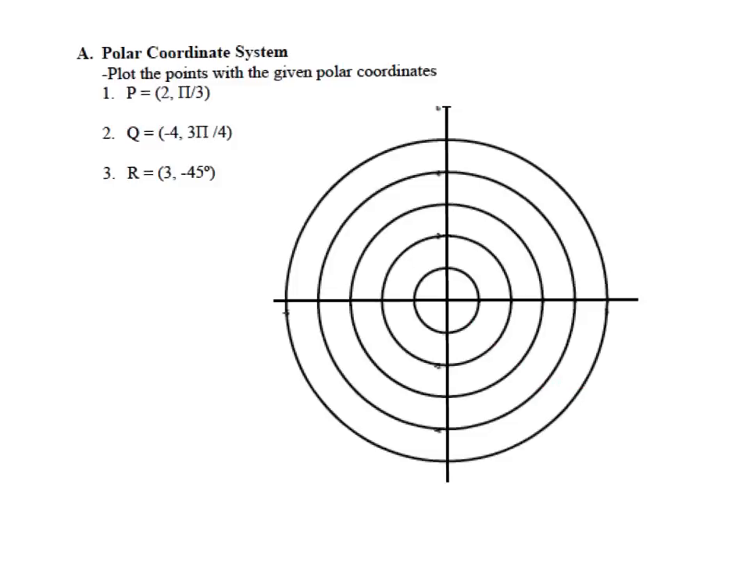And number 3, point R, go a distance of 3 in a direction of -45 degrees. -45 degrees, remember, goes out in this direction. A distance of 3 in that direction gets me right about there. This would be point R. So those are kind of the basics.